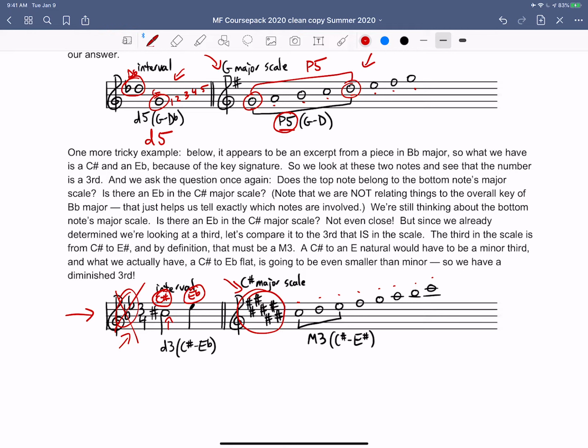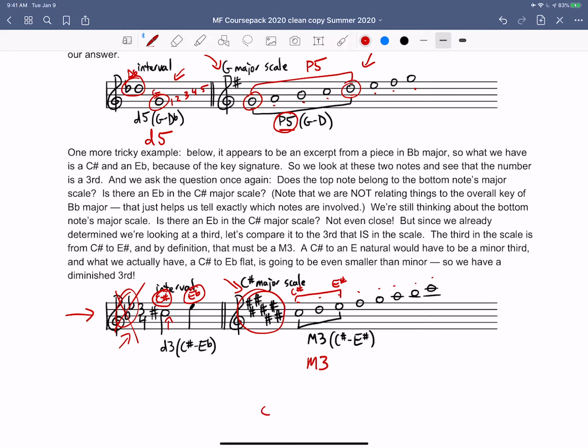So is there an E flat in the C sharp major scale? Well, of course there's no E flat in the C sharp major scale. Far from it, right? What we actually have in the C sharp major scale, there's our C sharp, so we have an E sharp, right? And that interval is a major third because it fits in the major scale. What we have in the real world is not a C sharp to an E sharp, but a C sharp to an E flat. Well, let's figure this one out.